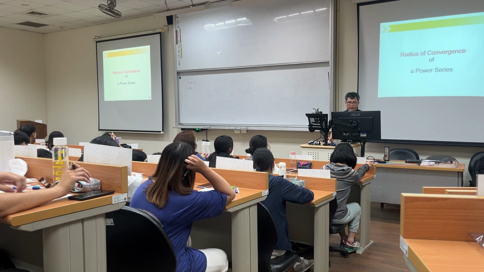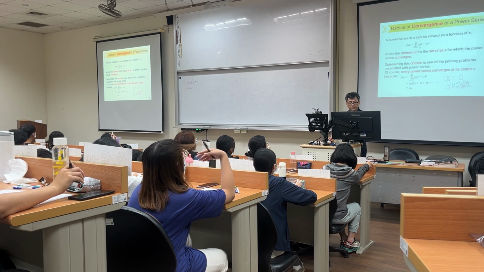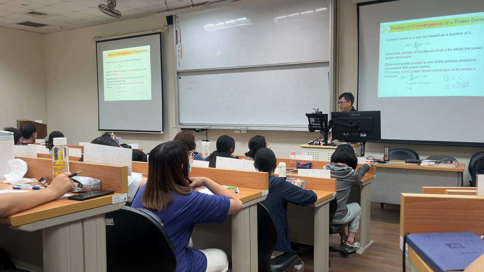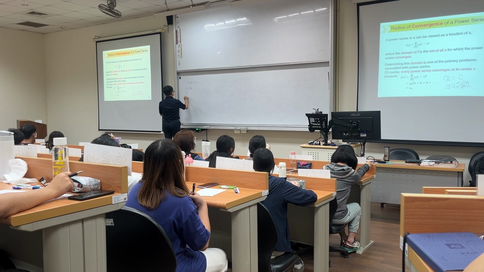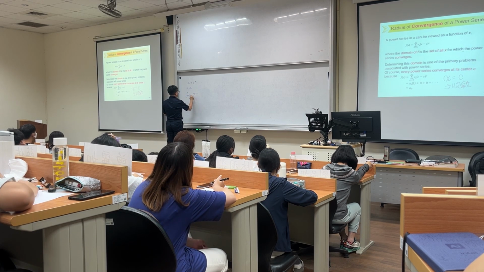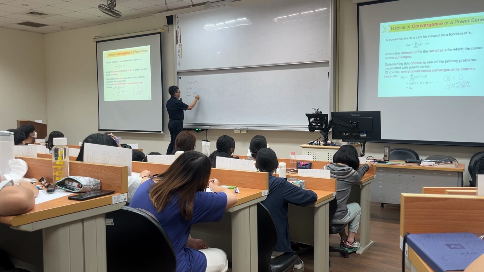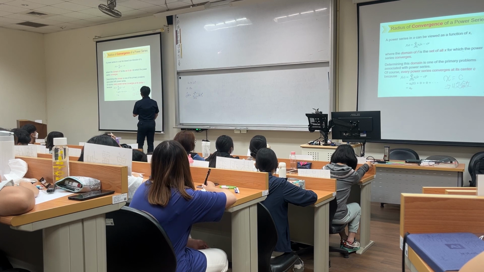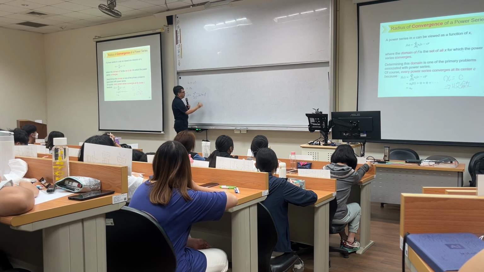Okay, radius of convergence of a power series. For this power series, you can write it as a function of x. So f of x is equal to the summation, n starting from 0 to infinity, of a sub n times (x minus c) to the n power, because the center is c.